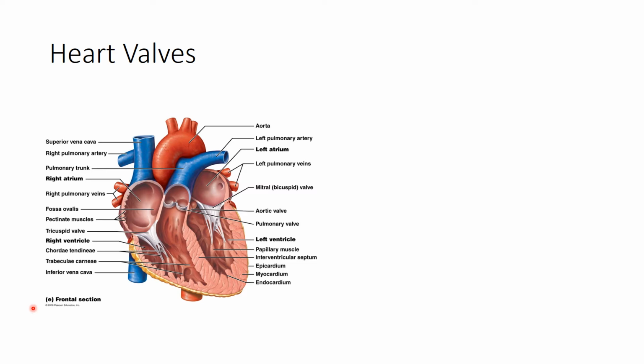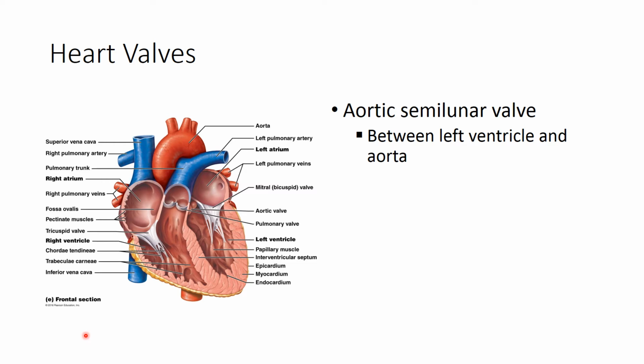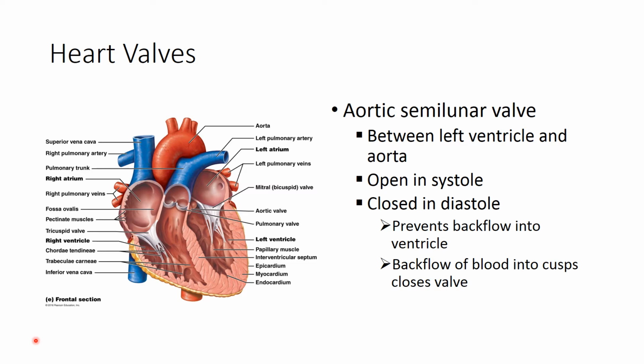All right, and then there's a semilunar valve that is associated with the aorta. So this aortic semilunar valve, you can see it peeking out right here. It's at the junction of the left ventricle and the aorta. And that valve as well has three cusps or flaps. So when the left ventricle contracts, this will force the semilunar valve open so that blood can move into the aorta. So it's open during systole, or ventricular contraction.